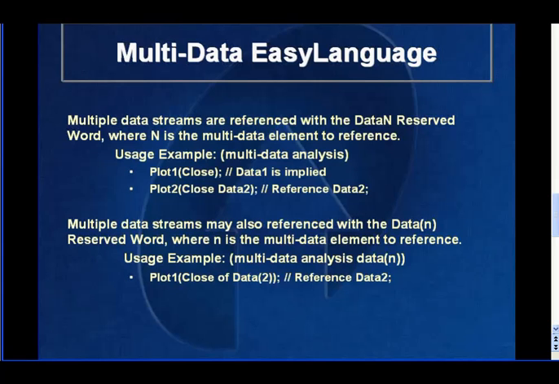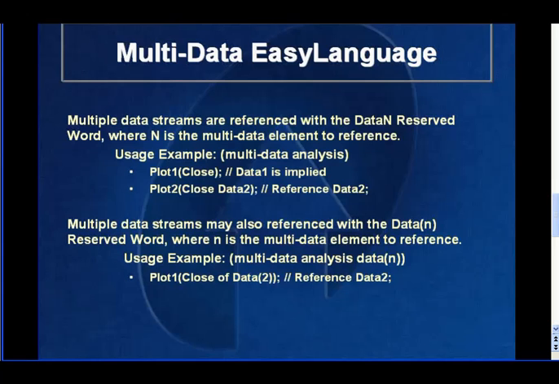So if I want the close of the second data stream, I have to say close of data 2, or close of data 3, or high of data 4, or volume of data 20. The point is I have to be explicit and say if I want one of those additional data streams, I have to say of data X, whatever that data stream X number is. There's two syntaxes that we can use in EasyLanguage to do this work.